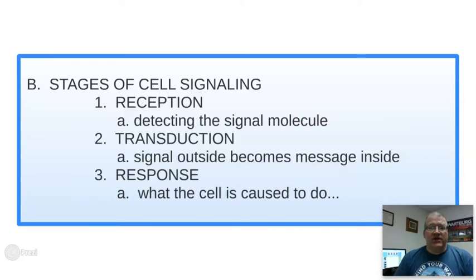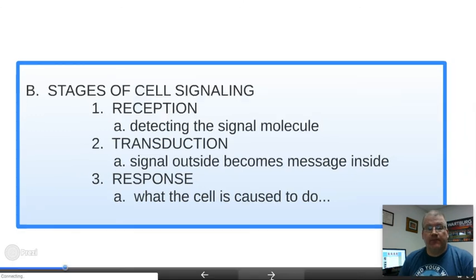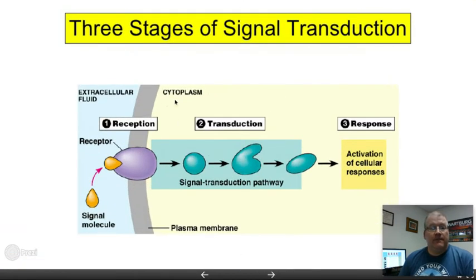The very first stage of cell signaling is reception. We're going to receive a signal that has been sent from somewhere else. That is done typically by an embedded protein in the plasma membrane. There are many ways this can be done, but this is one way.